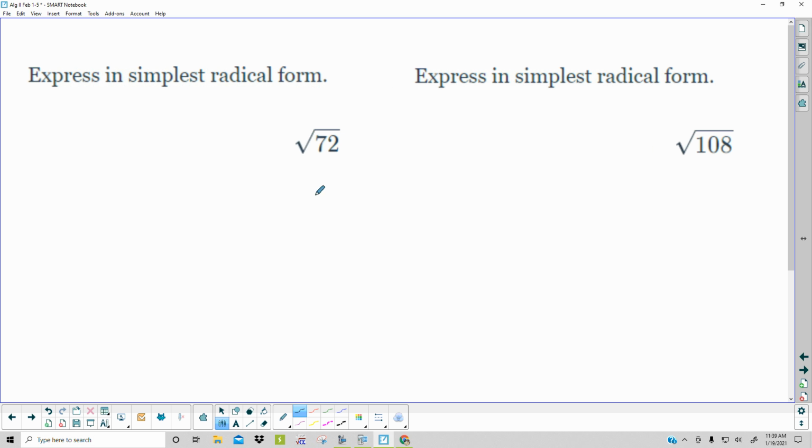72. Not sure I see it yet, so I'm going to just try dividing by 2. 2 times 36. Perfect. 36 is a perfect square. So square root of 2 times the square root of 36 is square root of 2 times 6, or 6 root 2. Okay, 108, I don't see it.